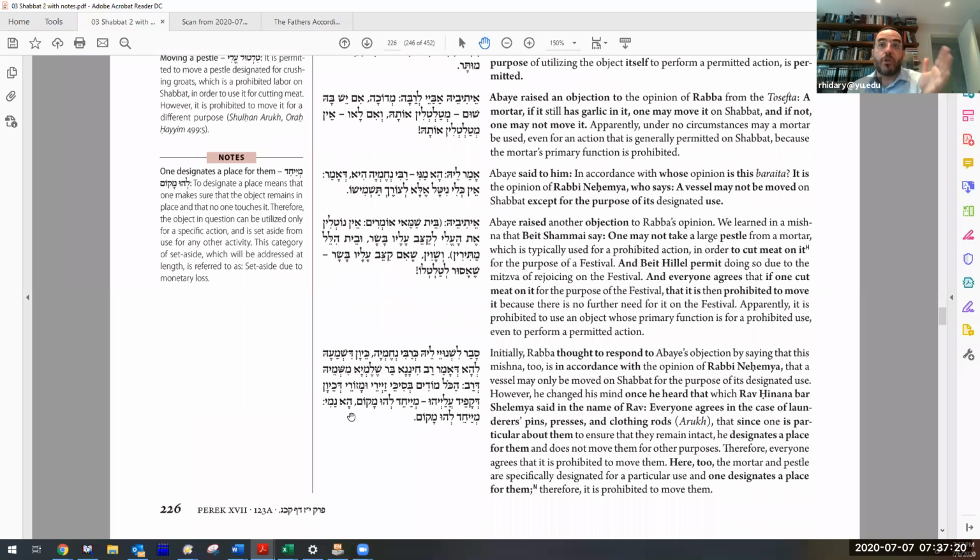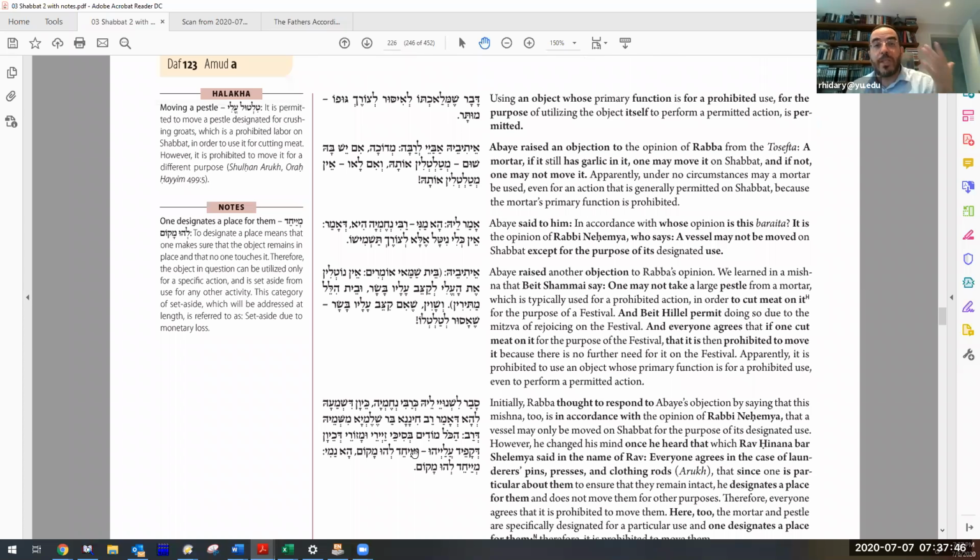Everyone agrees regarding these launderers, pins, and rods. These are specialty items that he puts in a special place because he doesn't want anyone to use it for anything else. So these are makpid. Also here, the mortar and pestle, you know what? The pestle he uses for a particular use. He doesn't want to use it for, no one would want to use it for anything else. So this falls into the category of mukseh mehamat chesron kis, which is more chamur, and that's the reason.